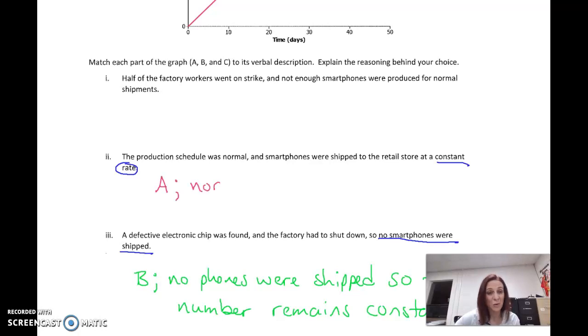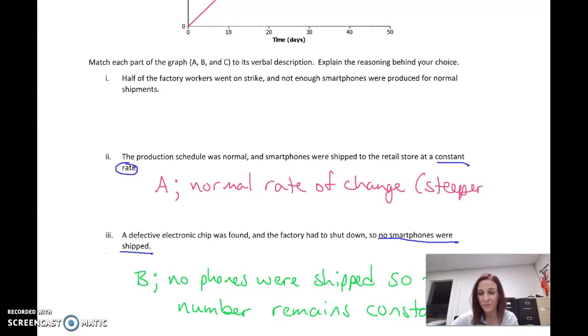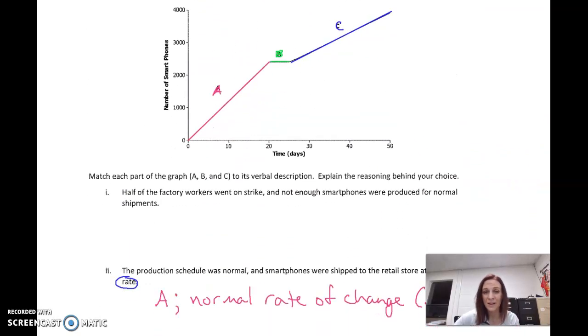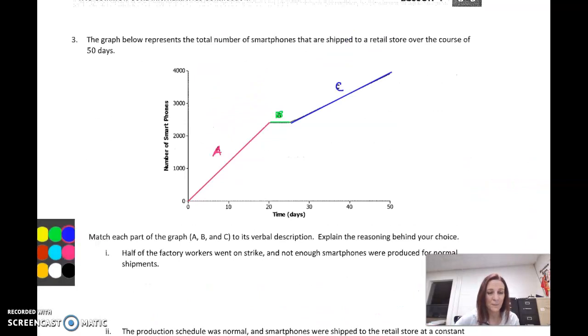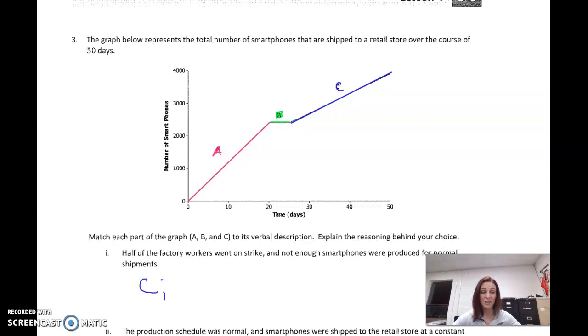I'm just going to say it's the normal rate of change. But then, I'm going to add something in there. I'm going to put steeper slope, okay, compared to line C. In line C, smartphones are still being shipped, but the rate of change is less.